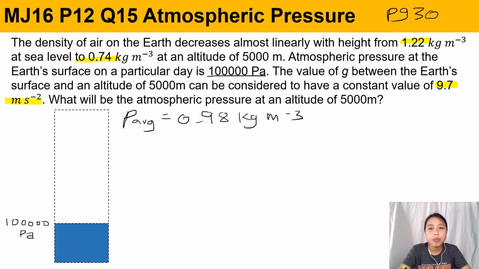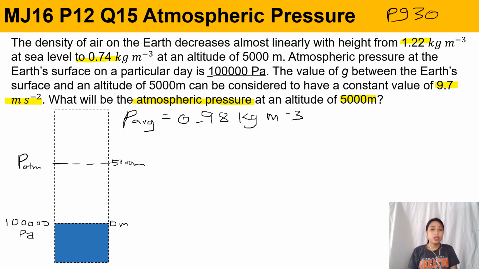What is the atmospheric pressure at an altitude of 5,000? So atmospheric pressure at 5,000 means from the sea level you go up. Sea level is 0 meter. 5,000 will be somewhere here. And I ask you, what is atmospheric pressure at 5,000?